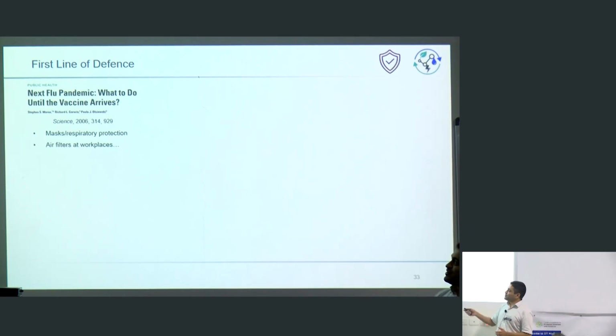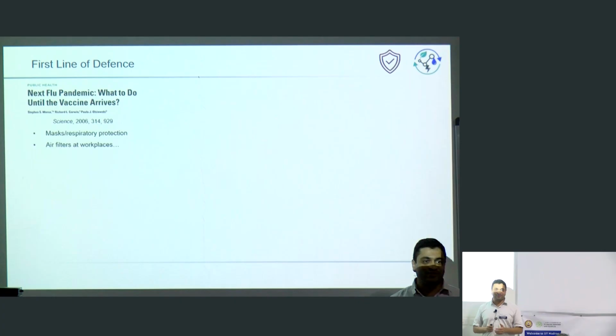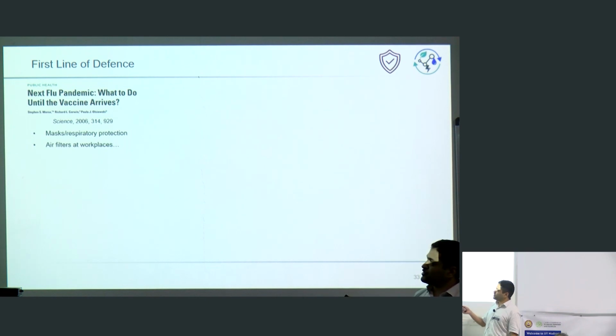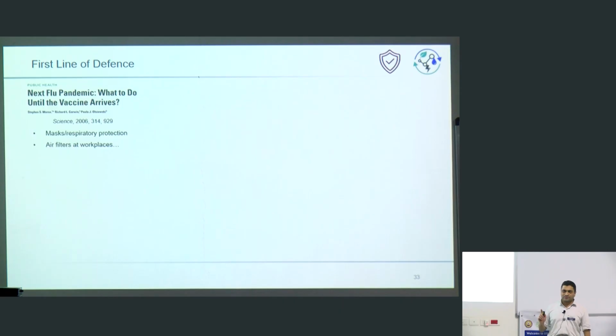But this is an example from 2006 where people wrote this review in Science, and what they said at that time, there was MERS, there was SARS-CoV-1 that had happened, is that if any such kind of pandemic happens in the future, the first thing you should do is everyone should start wearing masks, they should start wearing respiratory protection, and all the workplaces should have air filters. This is the first outcome from 2006. So if you think that everything happened in 2019, no, it's way back in time.